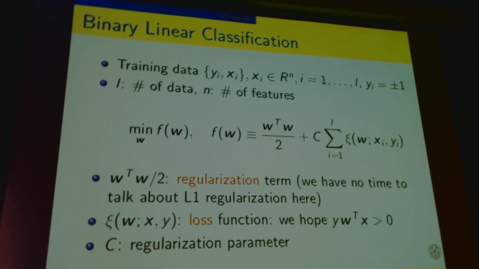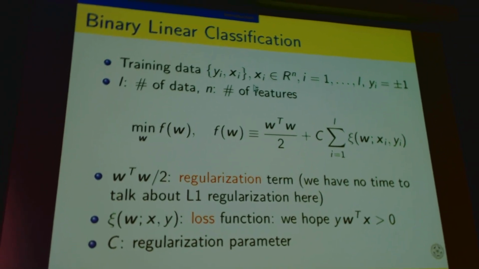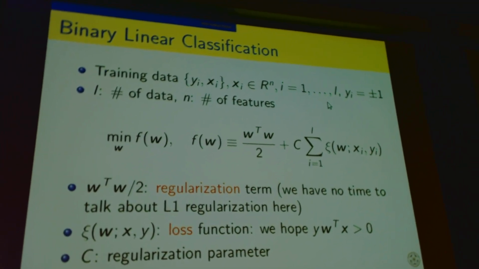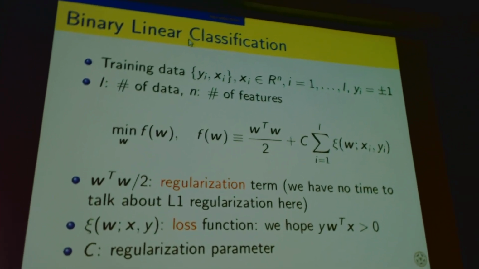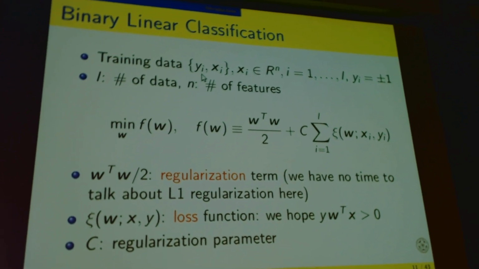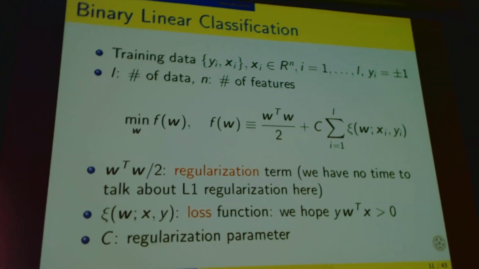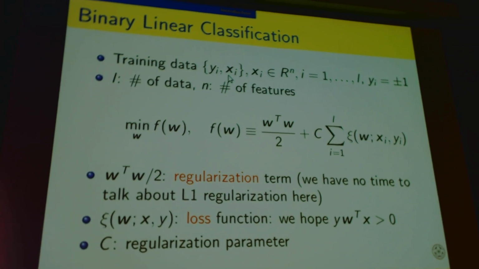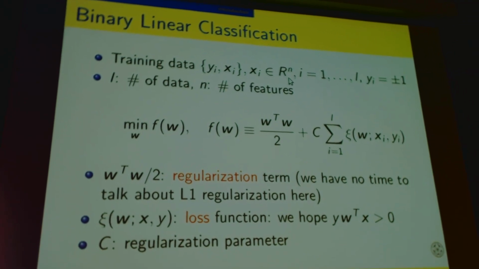Okay, so now we formally introduce the formulation of binary linear classification. Now we assume that there are L training instances. Each is a pair, a label and instance pair. So each pair includes yi, that is the label. So yi is either plus or minus 1, as we consider only binary situations. And xi is the so-called feature vector. So let's assume that we have L training instances, and n is the number of features.